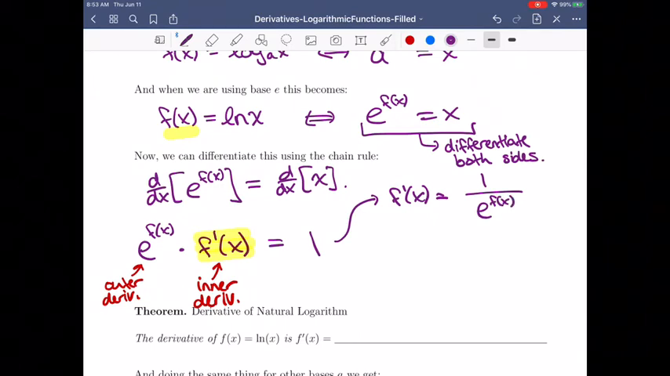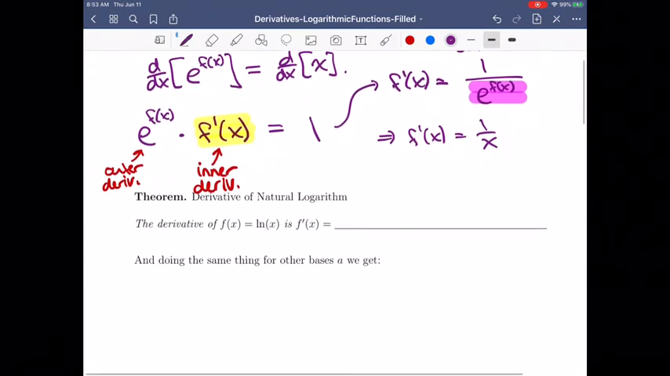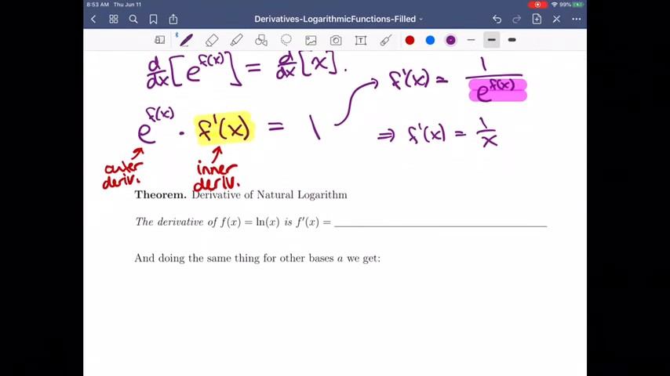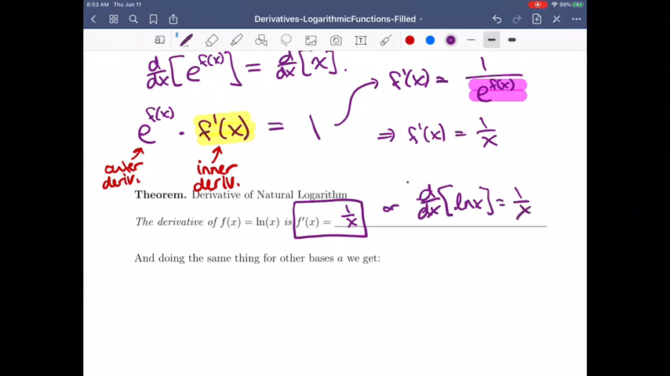Now e to the f of x, we know what this is as well because it's just x. So we can replace this, and f prime of x is just 1 over x. That's actually the derivative for the natural log. So if f of x is ln x, then the derivative is 1 over x. Written all at once, the derivative of ln x is 1 over x.